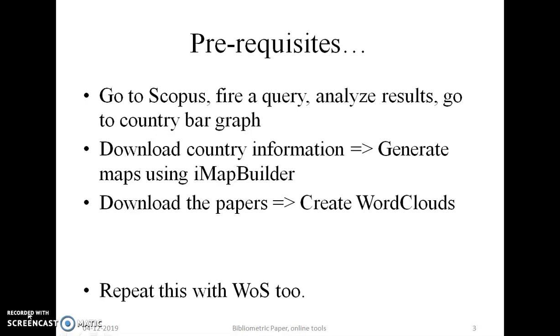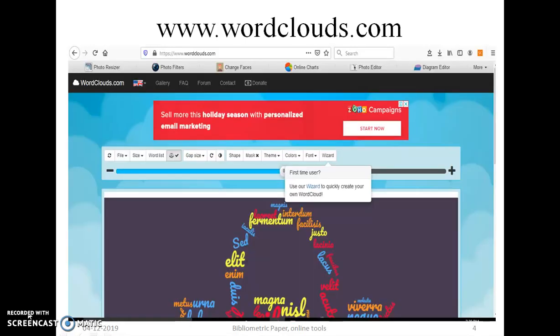It is also advisable to repeat these prerequisite steps with the Web of Science portal as well, so that you'll get a comparative analysis to add in your bibliometric or scientometric paper.